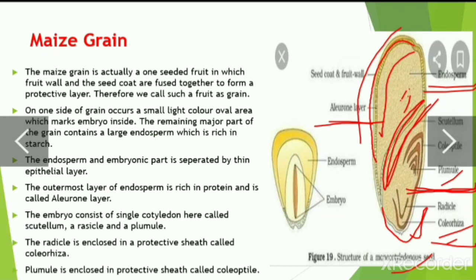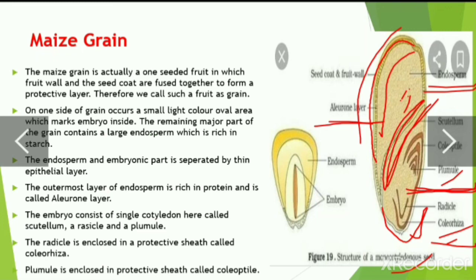and is covered by a sheath called coleoptile. Okay, students, the radicle covering is known as coleorhiza and the plumule covering is known as coleoptile. Later on, this radicle develops into root, and the plumule grows into the shoot system, which consists of tiny leaves and stems.